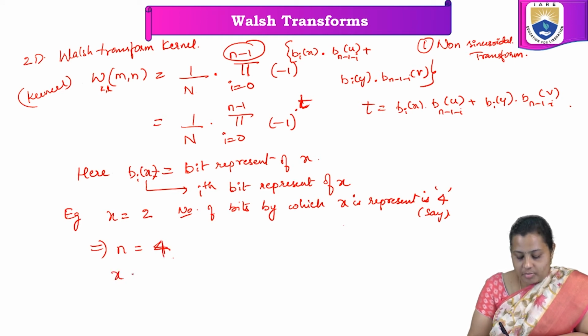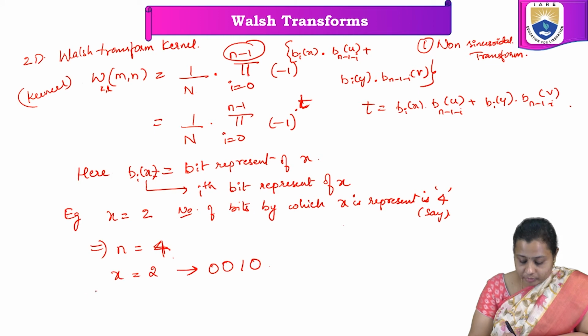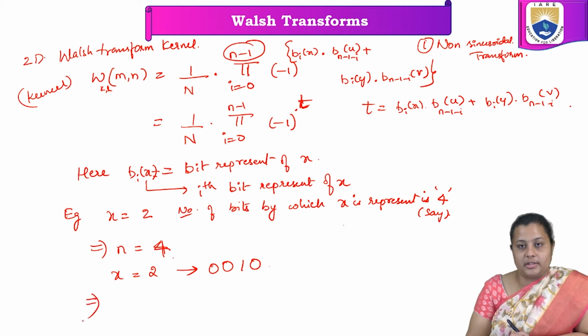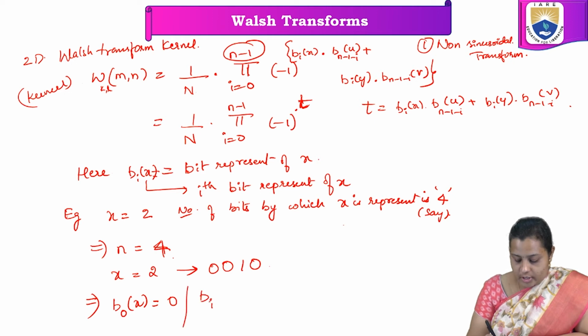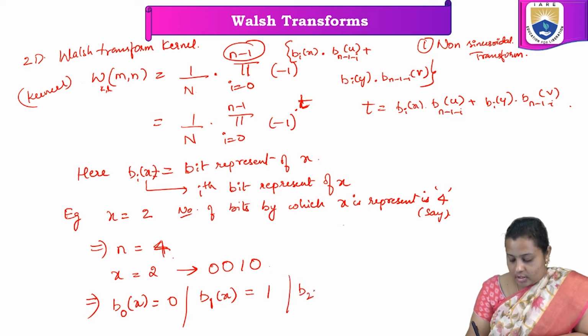So x, which is 2, can be represented by 4 bits as 0, 0, 1, 0, which implies that the 0th bit of my value x is equal to 0. My first bit value of x is equal to 1. Then my second bit value of x is 0. My third bit value of x is 0.